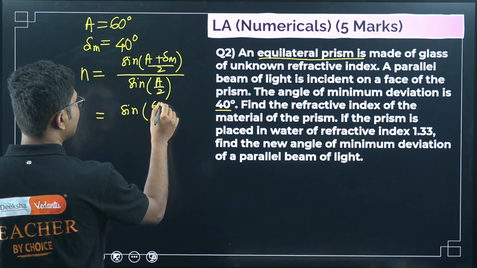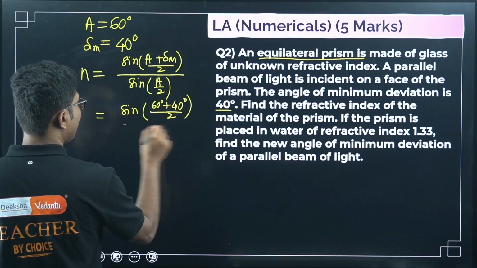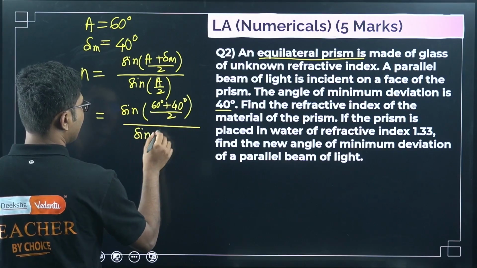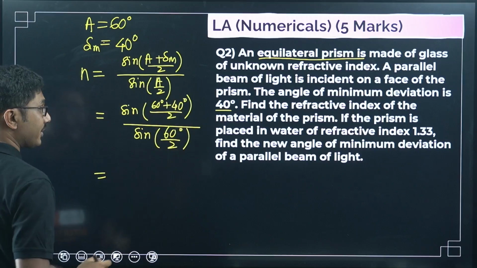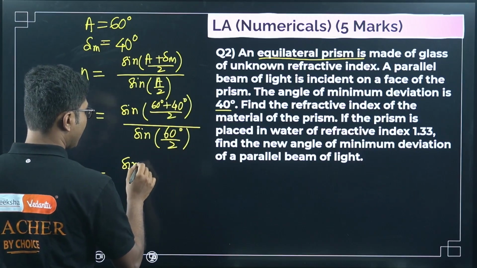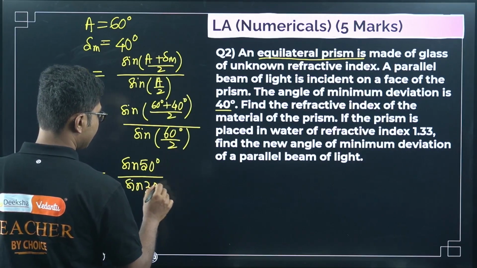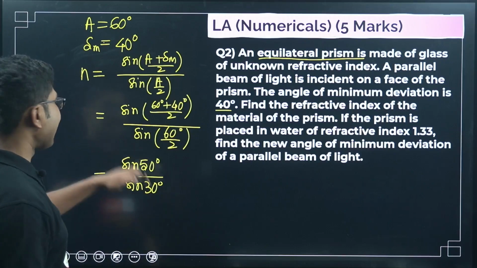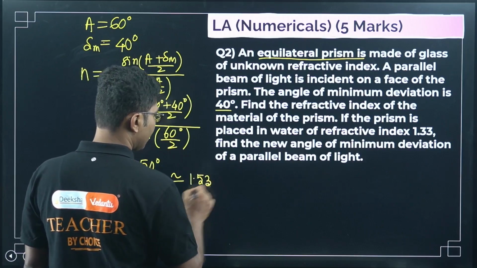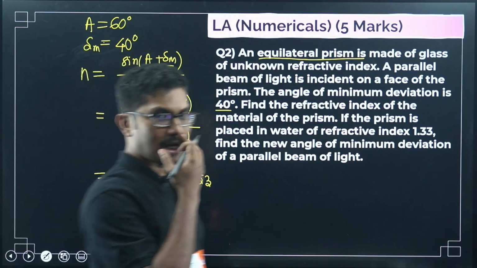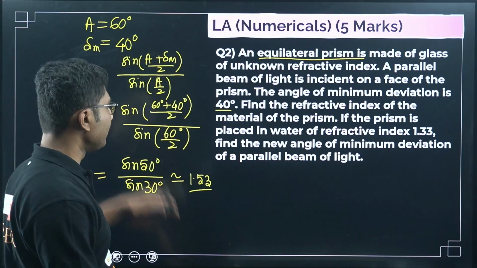So sin of (60 plus 40) by 2, that is 100 by 2, which is 50, so sin 50 degrees divided by sin 30 degrees. I am not going to do the exact calculation, but if you put in the values, you will get 1.53. That is the refractive index for glass, so it will come out to be 1.53. You can check the values.